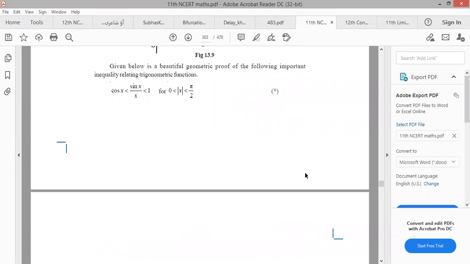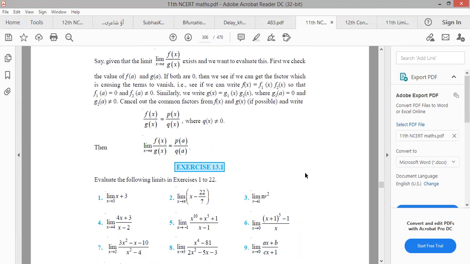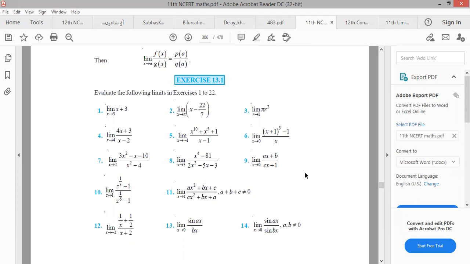So we will go to exercise 13.1, and we will see some questions that are based on this theorem. You see here, for example, question number 6. We can put x plus 1 equal to y. Then we can use the above result on the same lines as part number 2 of the above example. And here we'll first make some simplifications, and after that we'll use the result.